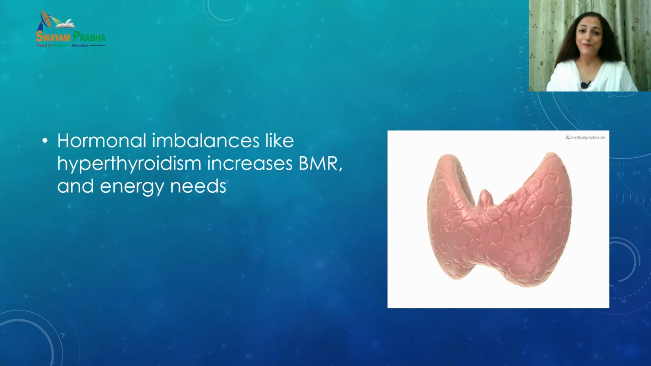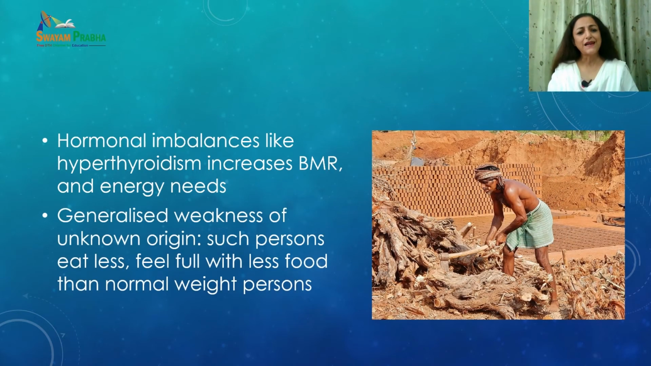Certain hormone imbalances like hyperthyroidism increase the basal metabolic rate, and the energy needs of a person are increased substantially. And it may cause weight loss if the intake of the person is not increased. And then generalized weakness of unknown origin could be one of the reasons, because such people will eat less and will feel full with lesser food when we compare it to the intake of normal weight persons.